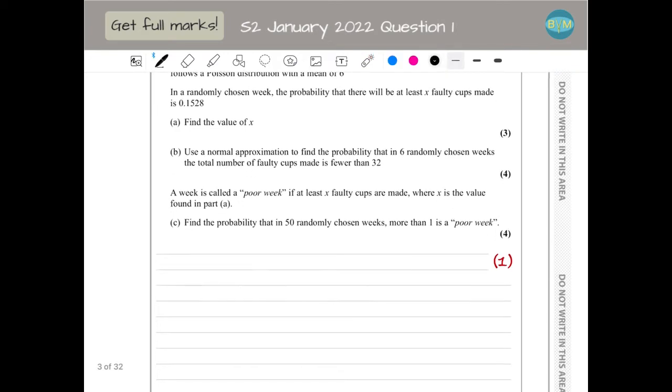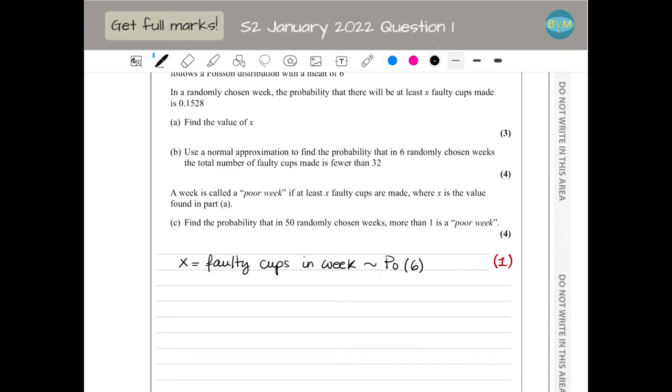So first of all, we have to define our variable. I'm going to call it X. It doesn't matter what you call it. This is the number of faulty cups in a week. Remember, every time you define a Poisson distribution, you have to mention the period of time, so 20 minutes, or in a page, in case of words, or something like that. So you have to give an interval. This is a Poisson 6.